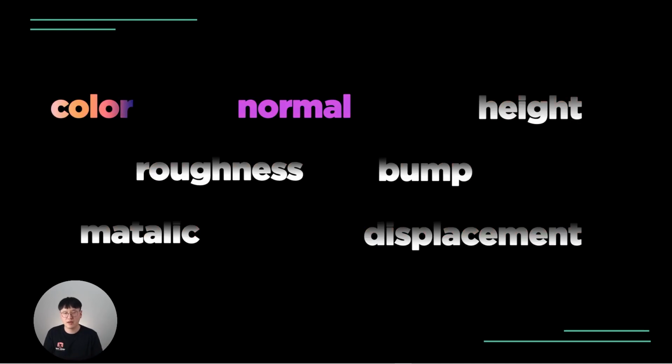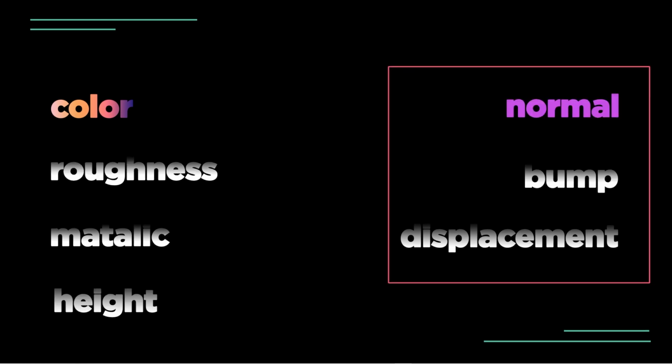Another one I just created, to give you a little bit of visual connection. As you can see here, I'm using color coding to represent each map. The color map obviously needs to be colorful. The normal map is usually a purplish map, so you will see that. And the height map, roughness map, bump map, metallic and displacement map are usually black and white maps. And whatever is inside this red box functions in a similar way.